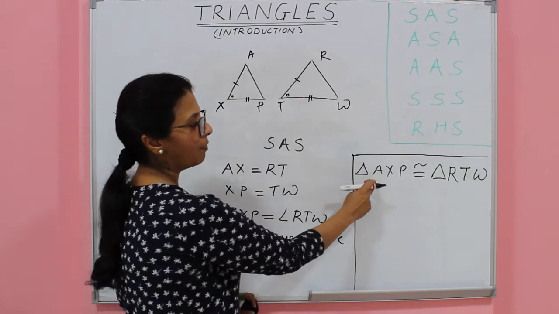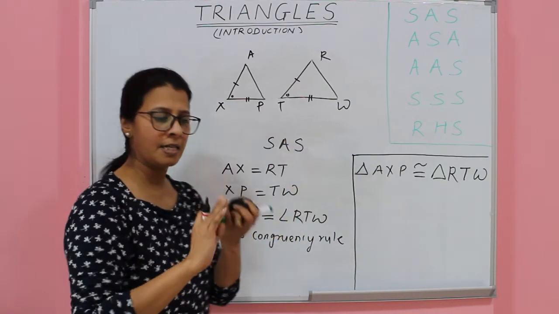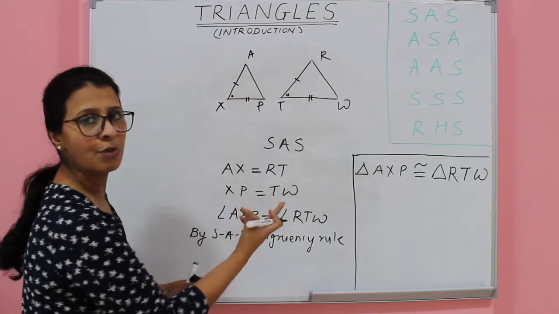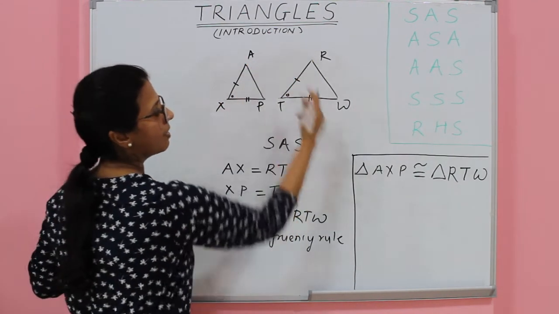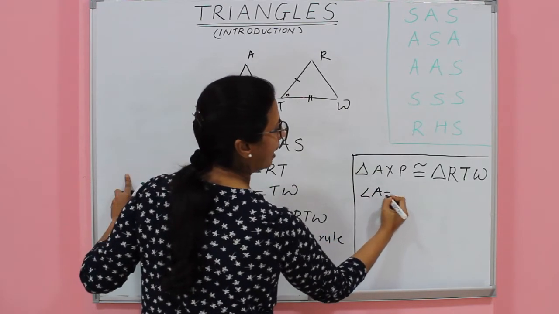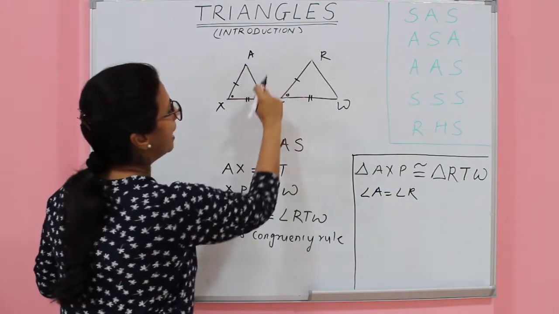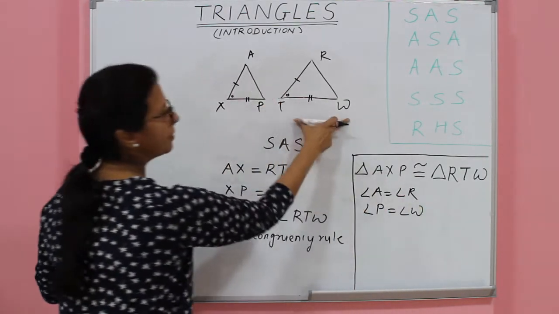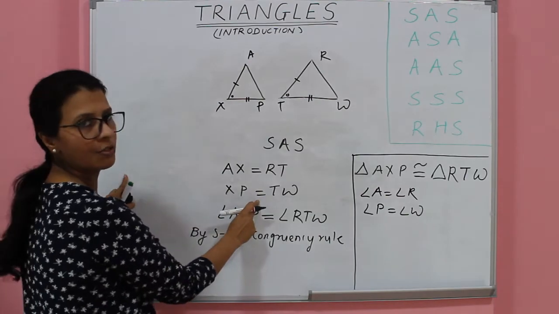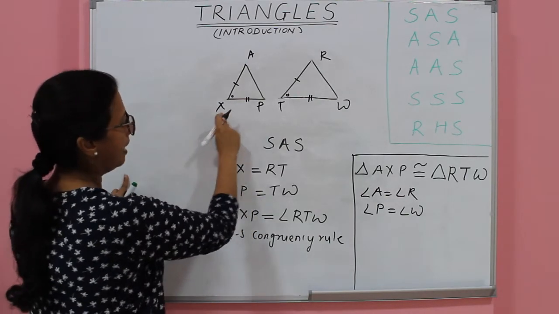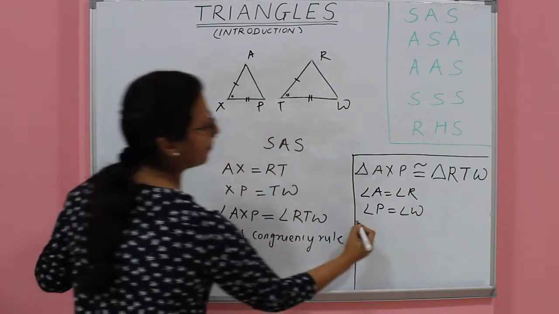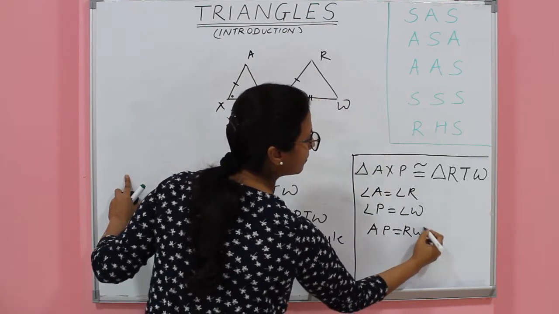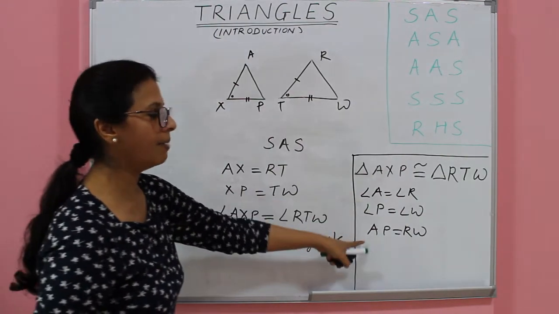Once this has been proved, what are the remaining conditions? Three angles should be equal and three sides should be equal. Now over here one angle is given. Which two angles are remaining? Angle A is equal to angle R. Then angle P is equal to angle W. Then two sides are given, so the third side is remaining. Which side is remaining? XP is given. Okay, AP is equal to RW. Correct? So these were the remaining things.